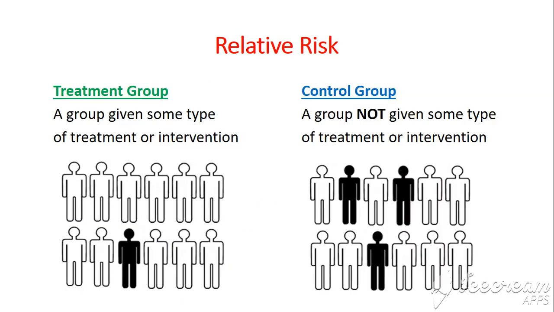Remember the two types of groups. The treatment group is something that is given a treatment or intervention, and a control group, there's no treatment or intervention. Now, don't always think of treatment as a positive thing. Remember the smokers in the last video? They were the treatment group, even though smoking is not a good thing.